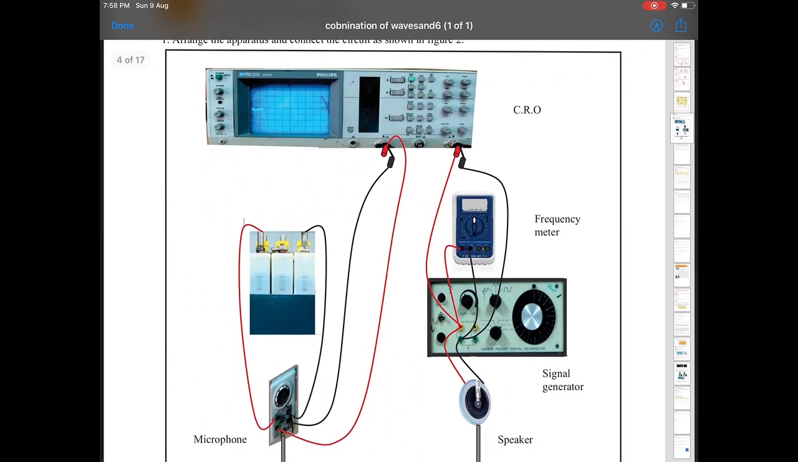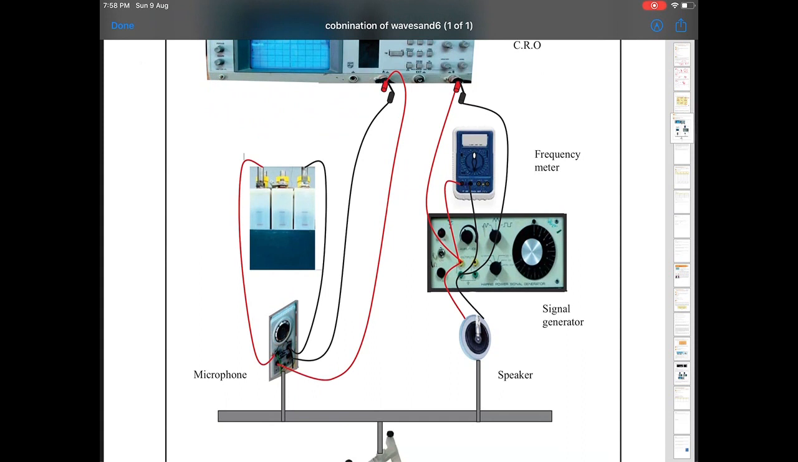So this is the setup we are going to use. Here I have a CRO, and look at the picture. This is a sound source. I'm going to feed a particular frequency into the speaker, so that the speaker will produce sound waves, and this sound wave travels through this medium, the air, and reaches this microphone, and this microphone will produce the same frequency, but there will be a difference in amplitude because of the loss.